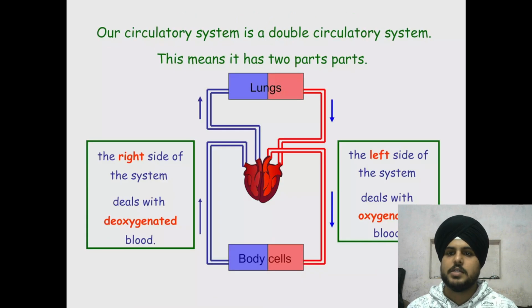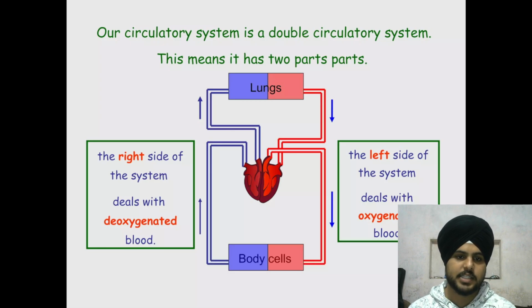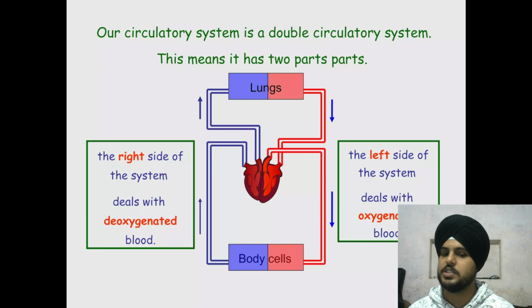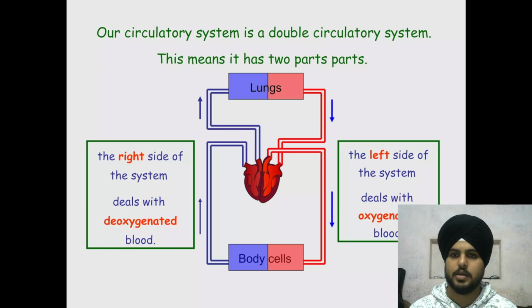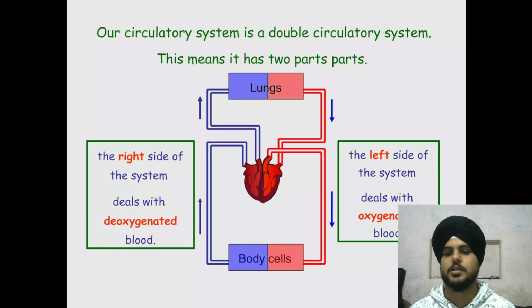Our circulatory system is a double circulatory system. This means it has two parts, as I have already said. The right side of the system deals with deoxygenated blood and the left side of the system deals with oxygenated blood. See the same diagram: the lungs, the circulation of blood between the lungs and heart, and to the body and the cells of the body.